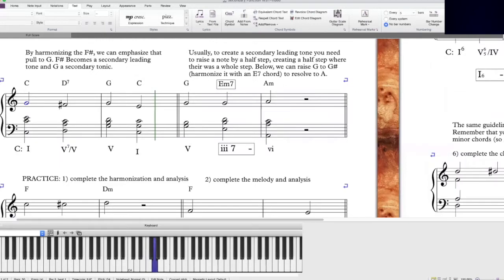Cool. And so what we see there, and hopefully you can hear, is how this D7 really pulls us to G. Great.